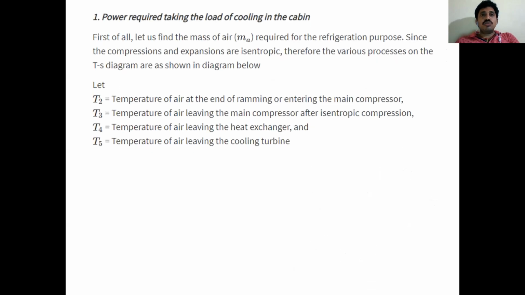Now we'll move into the first objective, power required to drive the compressor. First of all, let us assume m_a, the mass flow rate of air which is supplied, or circulated, throughout the system. T2 is the temperature after ramming in the theoretical way. T3 is the temperature after compression in the main compressor. T4 is the temperature after leaving the heat exchanger or cooler. T5 is the temperature after the turbine. So these are the different temperature notations we have on the TS diagram.